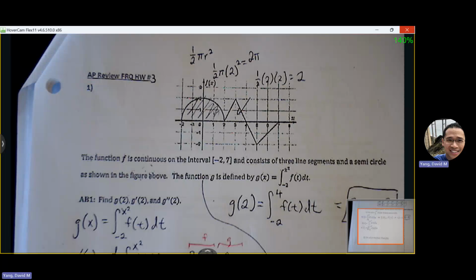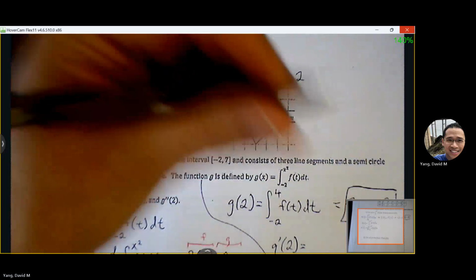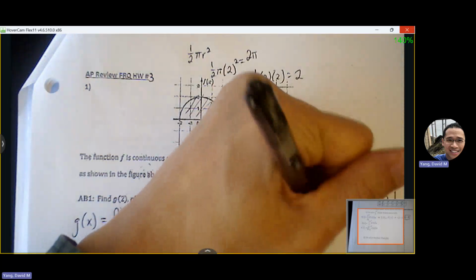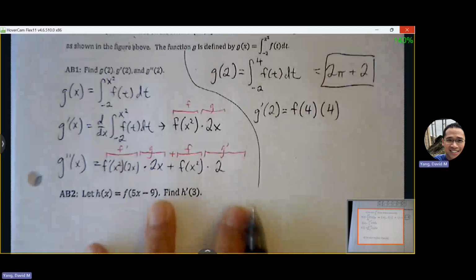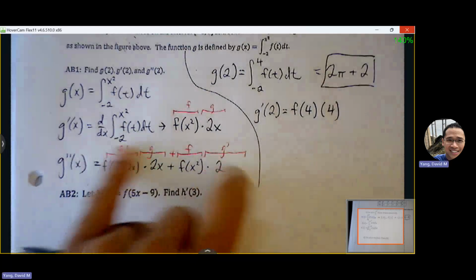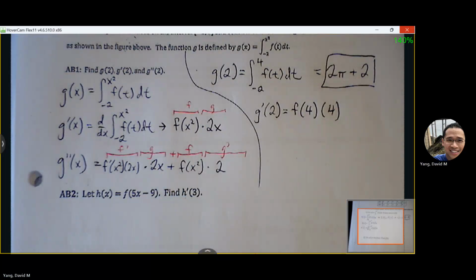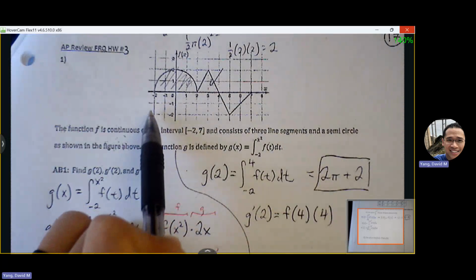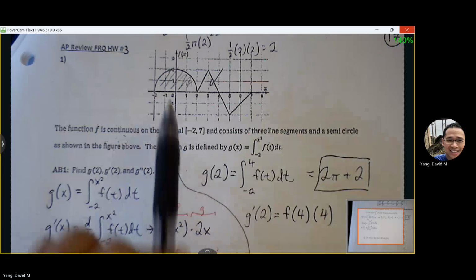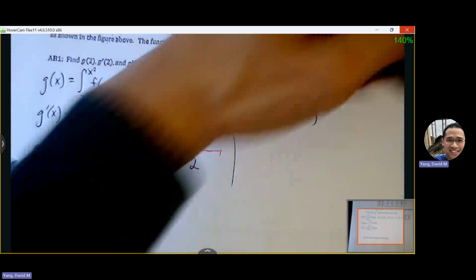G prime of 2. So f of 4 times 4. I'm just plugging in, replacing all the x's with 2. Table of values, f of 4. Well, actually, we can look at our graph here. F of 4. This is the f graph, so f of 4 is 0. So 0 times 4 is going to be 0.